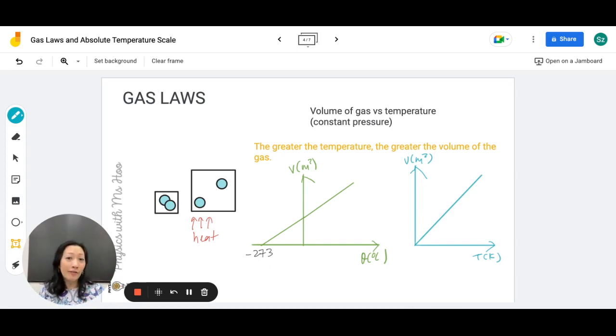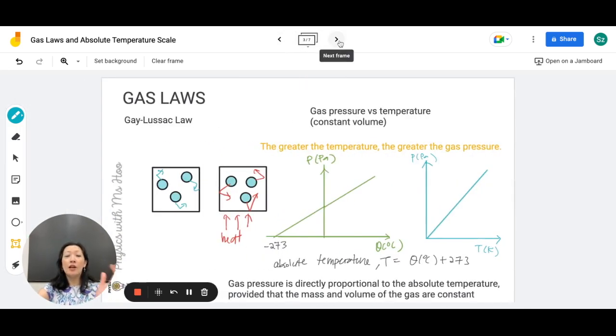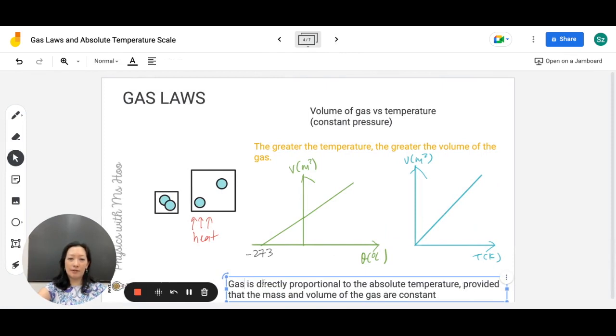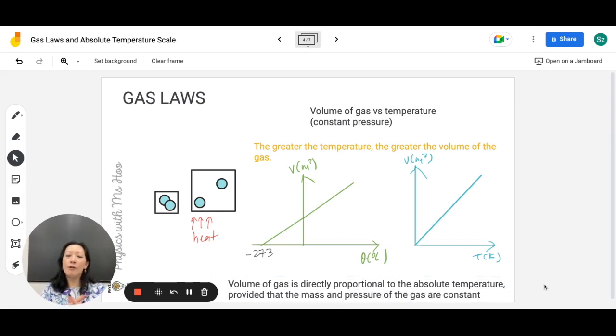And this is why Kelvin is the SI unit for temperature, not degrees Celsius or even degrees Fahrenheit. It's because of this situation where we found that based on the gas experiments, by using the Kelvin scale, we can get a graph that starts from the origin. So the relationship over here can now be expressed. I'm just going to change the words here. The volume of the gas is directly proportional to the absolute temperature, provided that the mass and pressure of the gas are constant. Now, we use the term absolute temperature over here because absolute temperature refers to the Kelvin scale.